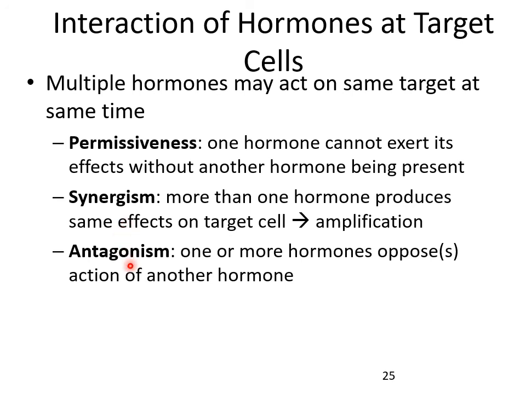Now, antagonism, we've seen a couple of examples of this. Calcitonin, PTH. They're antagonistic. They oppose each other. Insulin, glucagon, another pair that's antagonistic. So that ends the endocrine chapter.